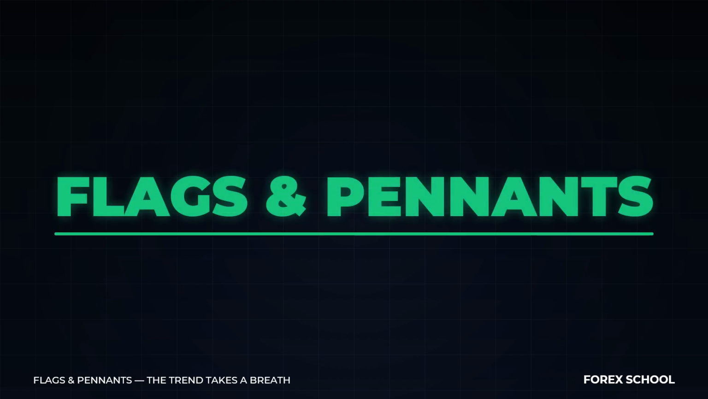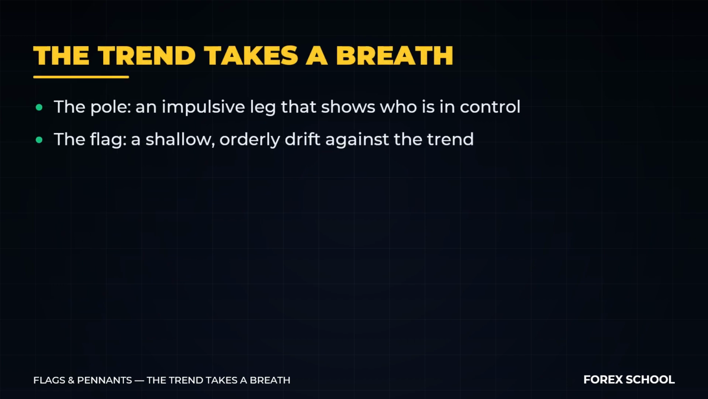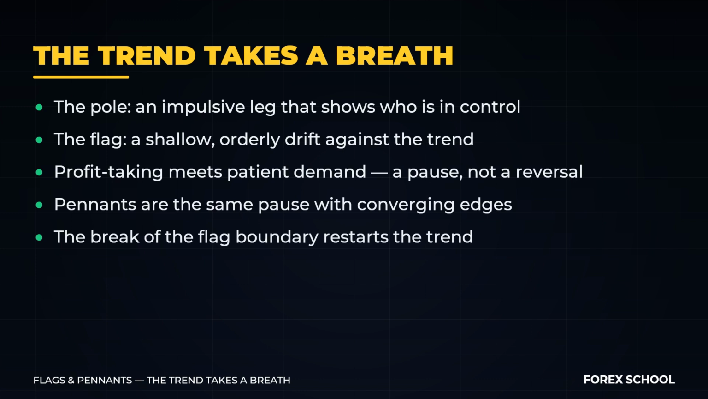From reversals to continuations. Sometimes a pattern doesn't end a trend at all, it's simply the trend catching its breath. A flag begins with a pole, an impulsive, near-vertical run that leaves no doubt who's in control. Then comes the flag itself, a shallow, tidy drift against the move, small candles sliding gently lower after a rally. Why does this pause exist? Early buyers are banking profits while new buyers queue up beneath, supply meets patient demand, and price leaks sideways instead of reversing. A pennant is the same pause with converging edges.